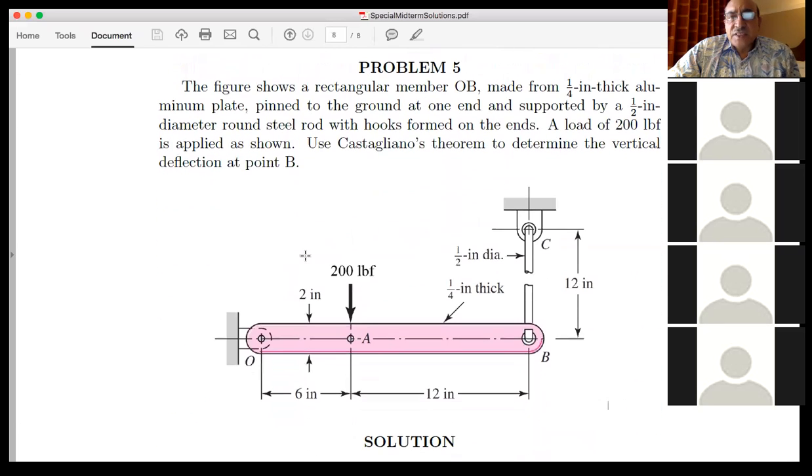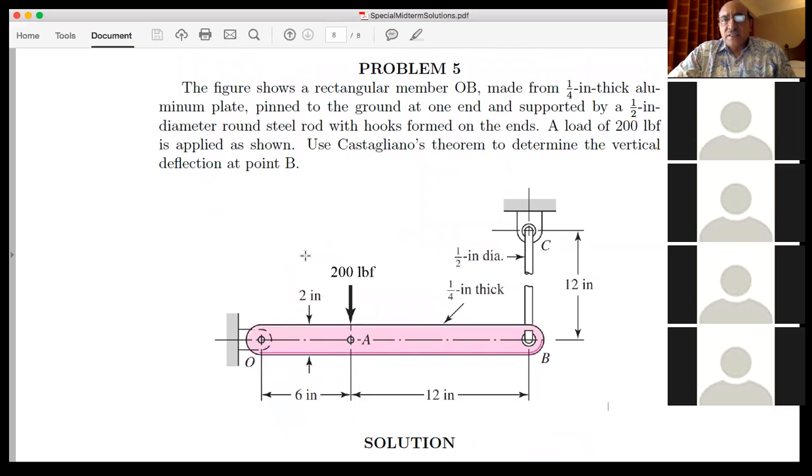The last equation is Castigliano. As I mentioned, we're going to have a problem on the midterm on deflection, most likely with Castigliano. Here we have a rectangular link OB, connected to a link CB, and a force of 200 at this location. We want to determine the vertical deflection at point B.